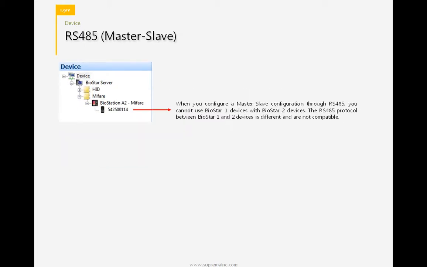Next is the master slave, host slave, with connection mode. The very important thing is when you are configuring a master slave configuration using RS-485, you cannot use version 1 devices and version 2 devices together. This is because the RS-485 protocols used by version 1 devices and version 2 devices are very different, and they are not compatible with each other. So if you have BioStar 2 devices, you must connect BioStar 2 devices over RS-485. If you have BioStar 1 version 1 devices, you must connect version 1 devices with RS-485.